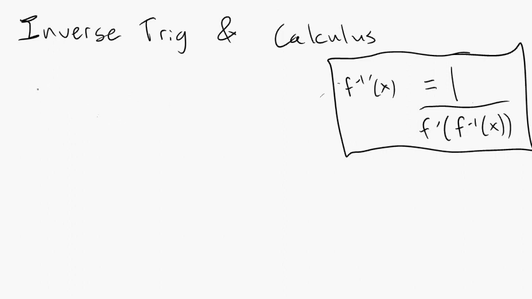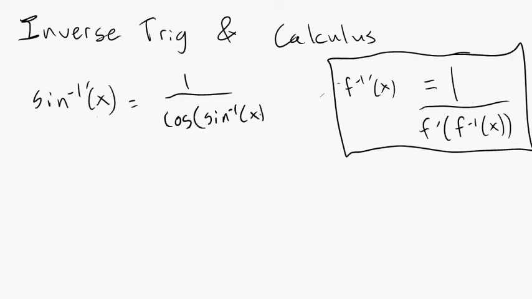So let's start with sine inverse of x. The derivative of that would be equal to 1 over... Alright, well, what's the derivative of sine? That's cosine. 1 over cosine of sine inverse of x. And now is when we start drawing triangles. So there's a triangle. Let's label an angle theta. So sine inverse of x is an angle whose sine is x. So opposite over hypotenuse, x over 1.